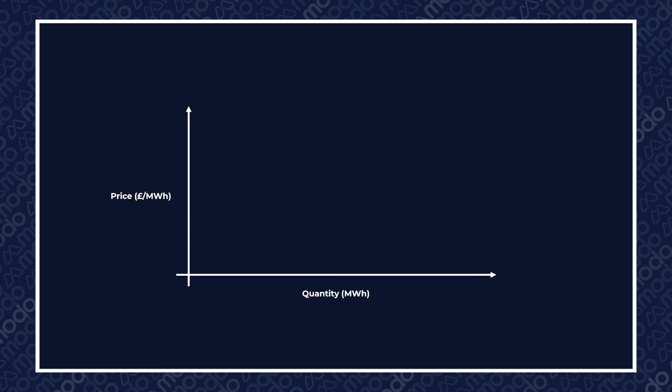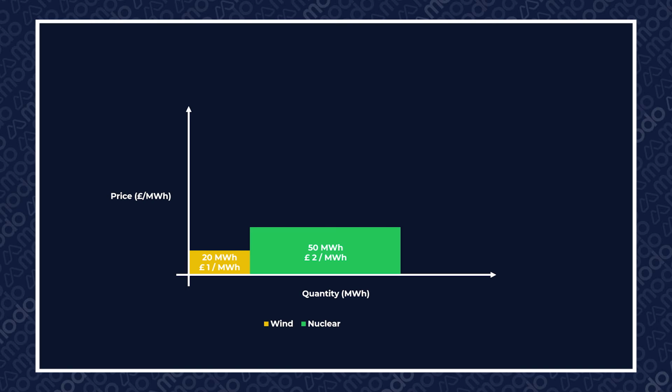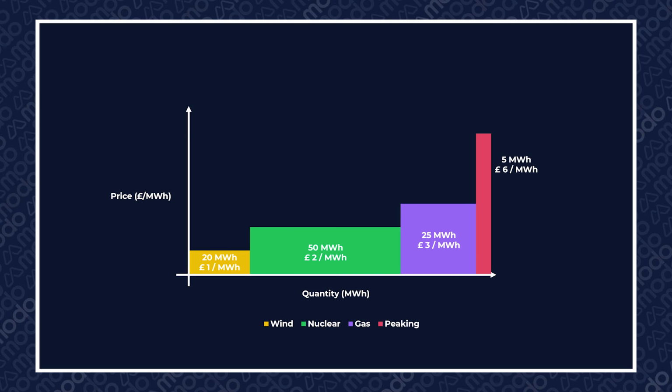Now let's add in our generation, starting with the cheapest. First, our wind, 20 megawatt hours with a short-run marginal cost of £1 per megawatt hour. Next, nuclear, then gas, finally peaking plant. And there we go, we've got our supply stack.